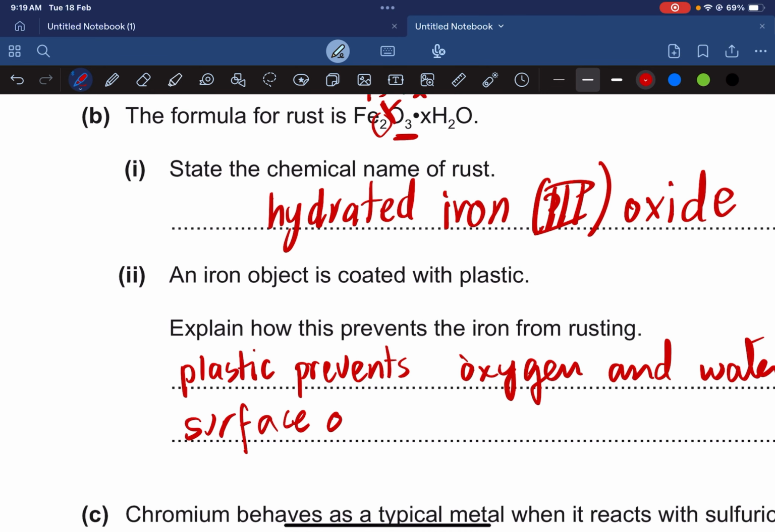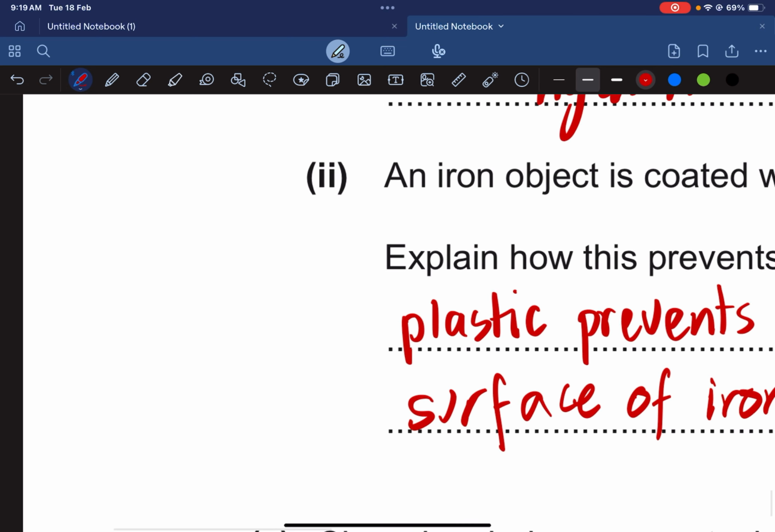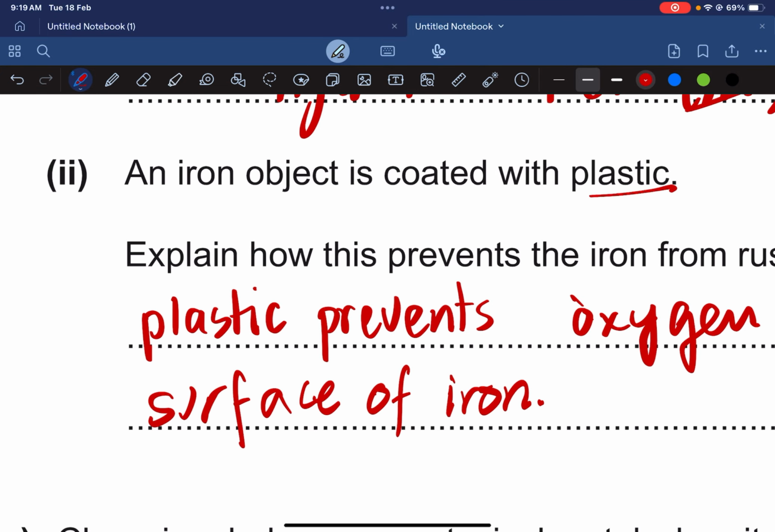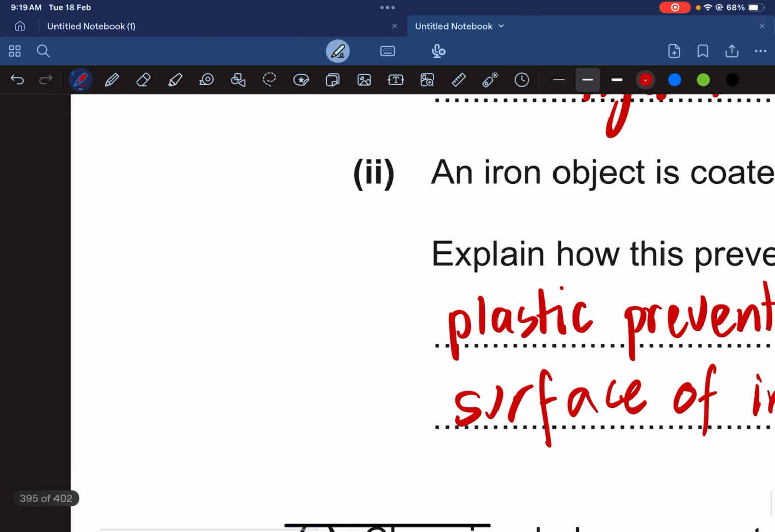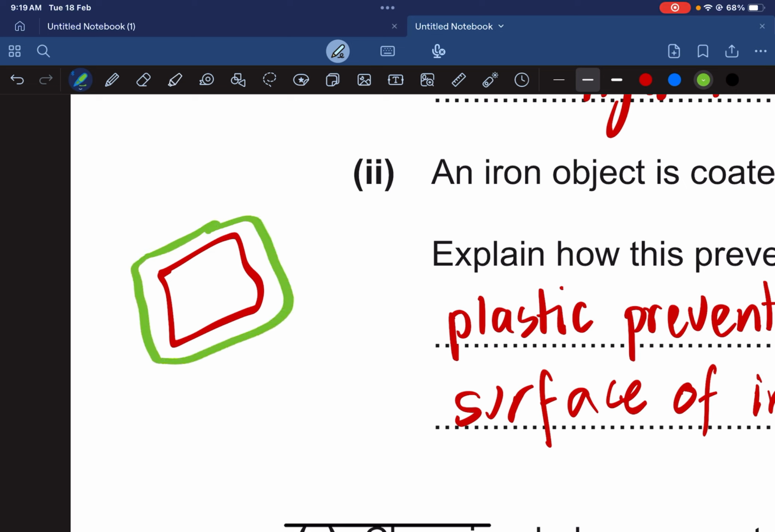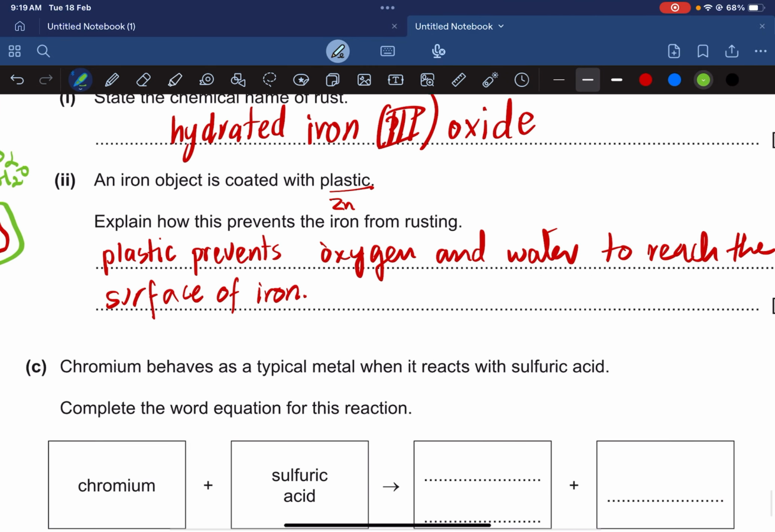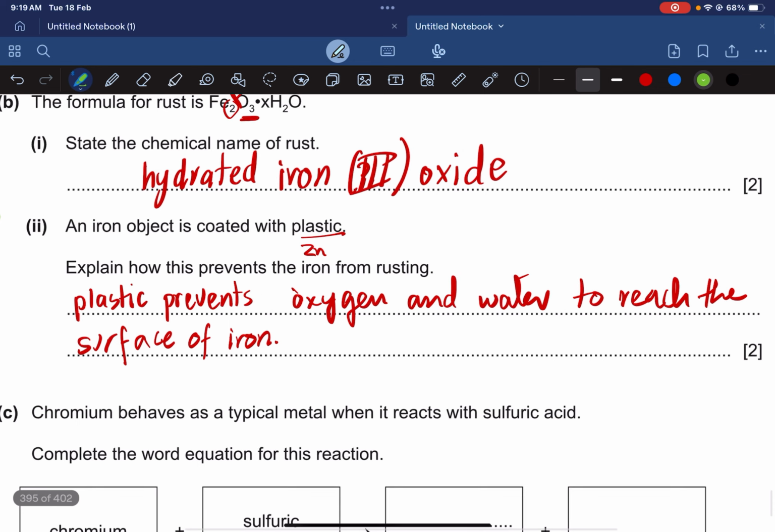Okay, surface of iron. That's how plastic will prevent it. Plastic cannot do sacrificial protection because it's not a more reactive metal. For that, you use zinc or some other metal that is more reactive. What basically plastic does is that if this is your iron, a plastic will form a layer over it, something like this green layer, and now the oxygen and water won't be able to reach the surface of the iron. So plastic prevents oxygen and water from reaching the surface of iron, and this is basically a barrier method.